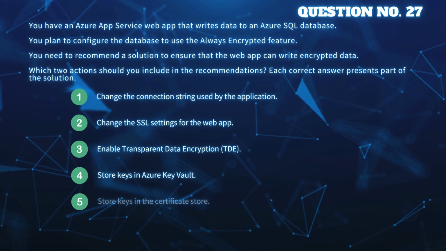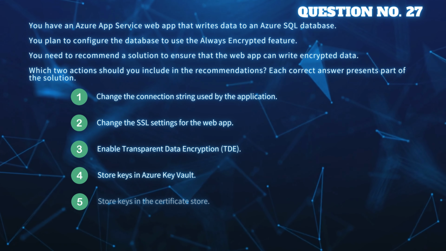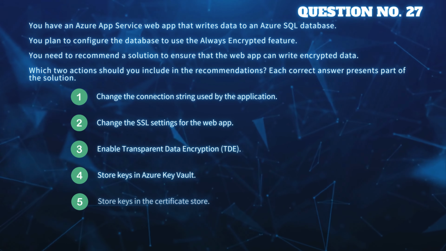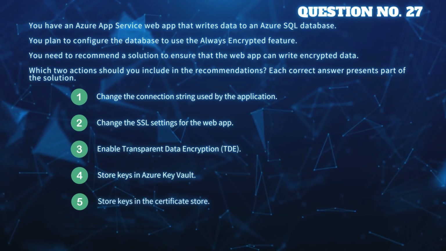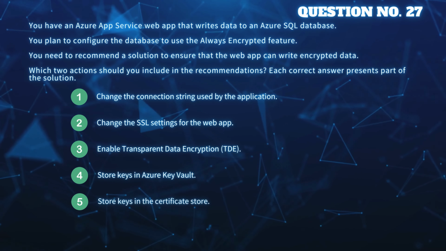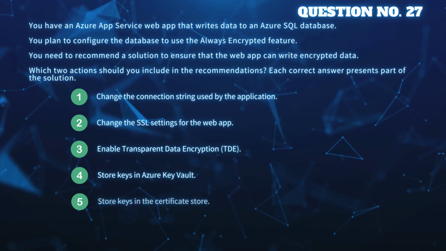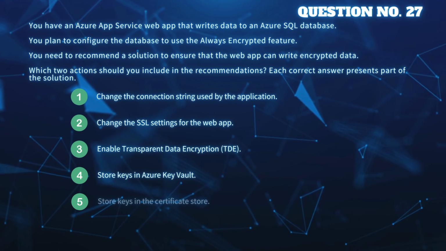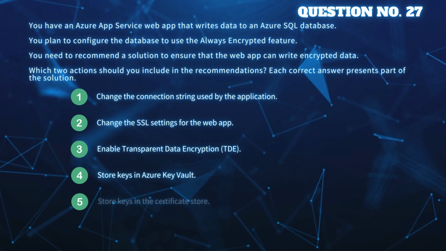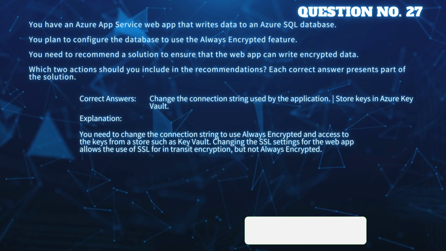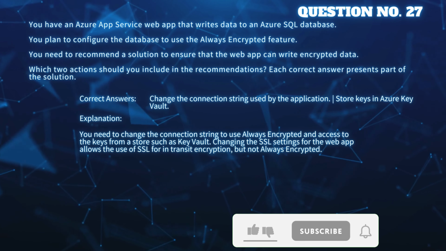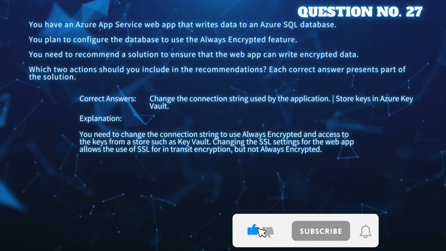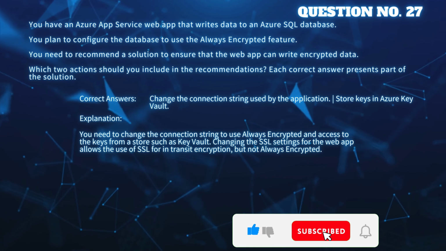Option 1, change the connection string used by the application. Option 2, change the SSL settings for the web app. Option 3, enable transparent data encryption, TDE. Option 4, store keys in Azure Key Vault. Option 5, store keys in the certificate store. Correct answer: change the connection string used by the application, and store keys in Azure Key Vault.